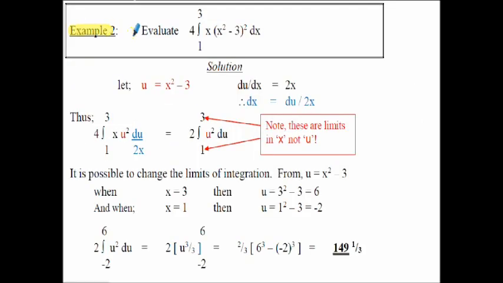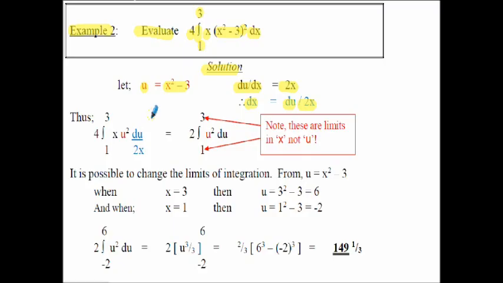For example 2, we're asked to evaluate 4 multiplied by the integral of x multiplied by (x squared minus 3) all squared with respect to x between the limits of x is equal to 1 and x is equal to 3. So in the solution, we're going to use a substitution. As usual, we'll substitute for the bracket. So u is equal to x squared minus 3. We differentiate u with respect to x. So du/dx is equal to 2x in this case. And then we rearrange for dx. That's dx is equal to du divided by 2x.